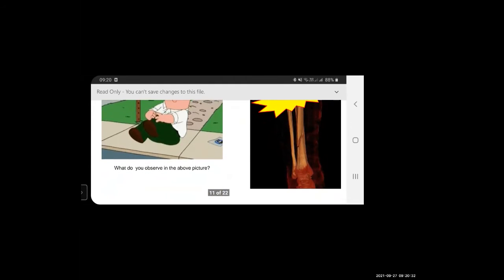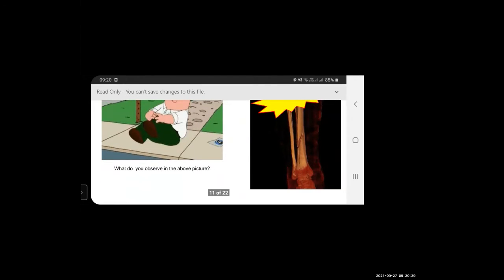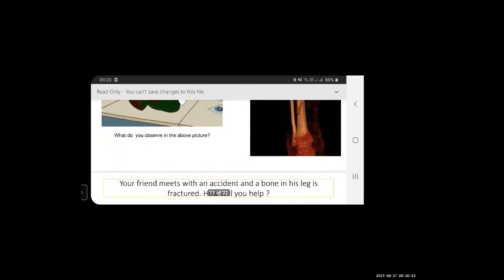See, in this picture, you can see the boy has fallen down. What has been done? It is the fracture part, okay? So what can you see in this picture? The boy is falling down, and what do you see in the knee part? You can see a fracture has been done for the boy.